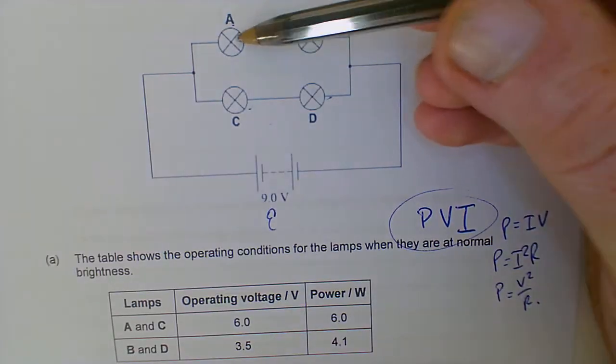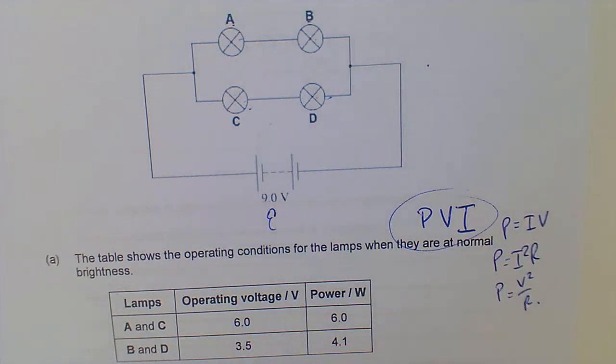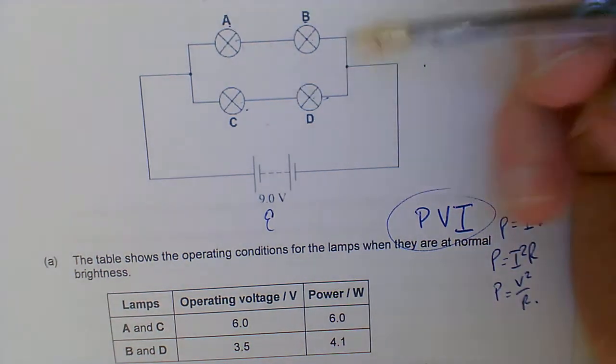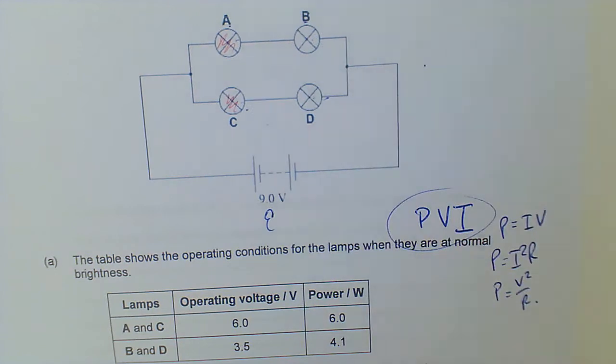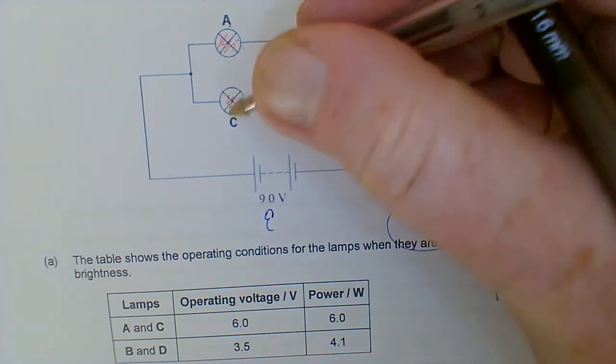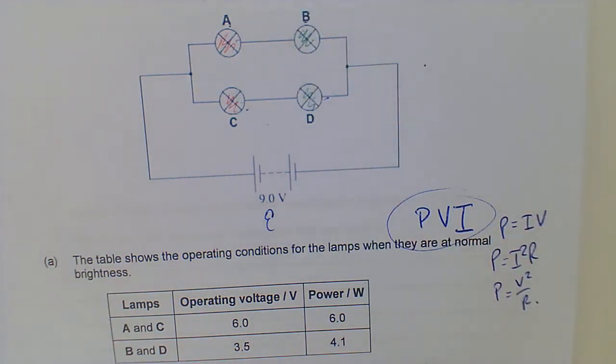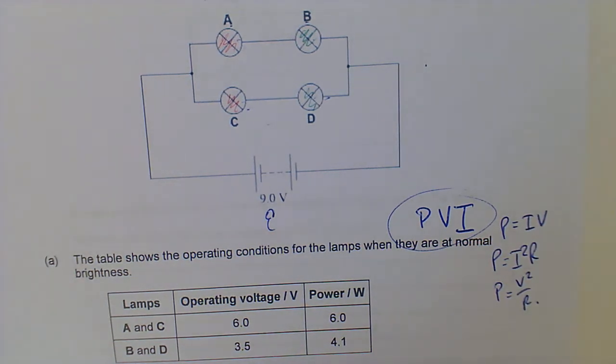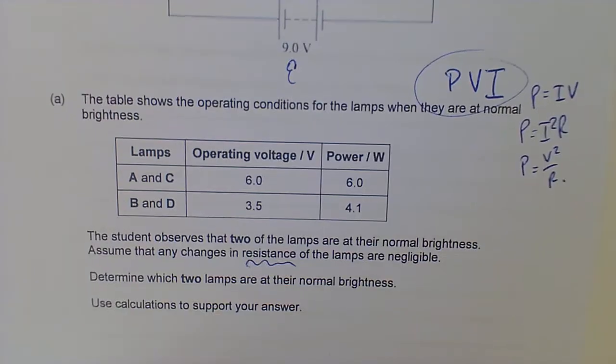Right, now, if these lamps, A and C, or B and D, in fact let's add a bit of colour to show that these 2 are the same, and these 2 are the same, right? So we've got A and C and B and D. Which ones would be at their normal brightness? Well, they would be the ones at their operating conditions, right? So let's use this information.